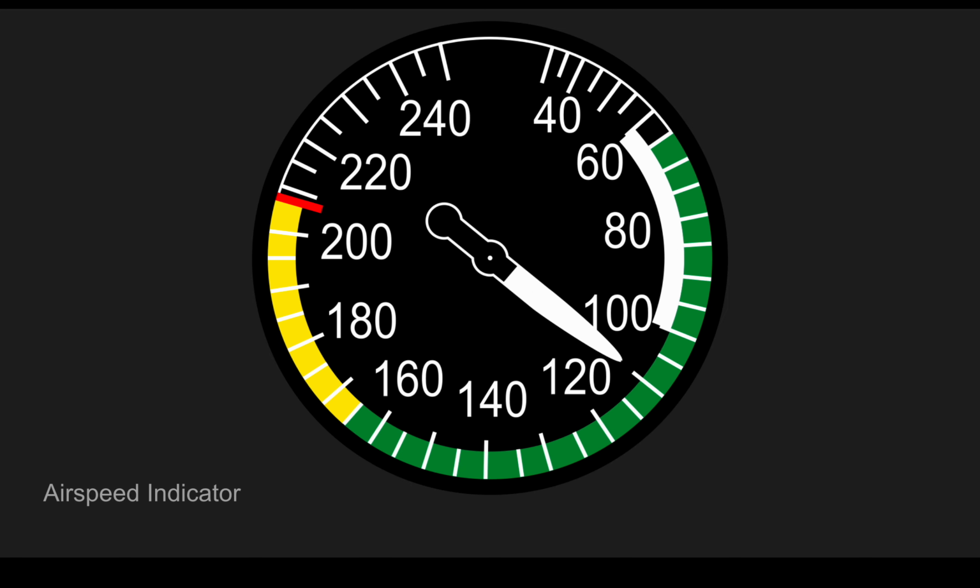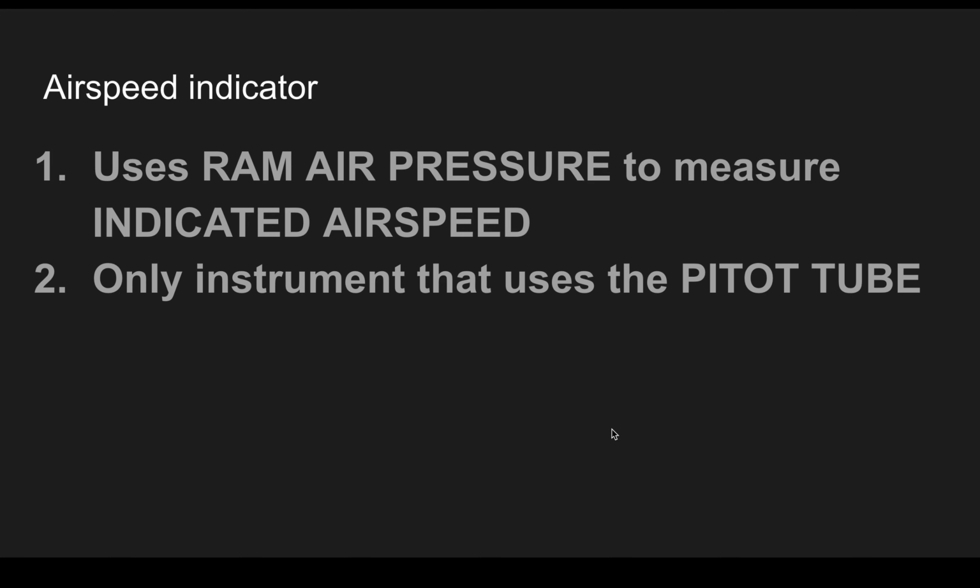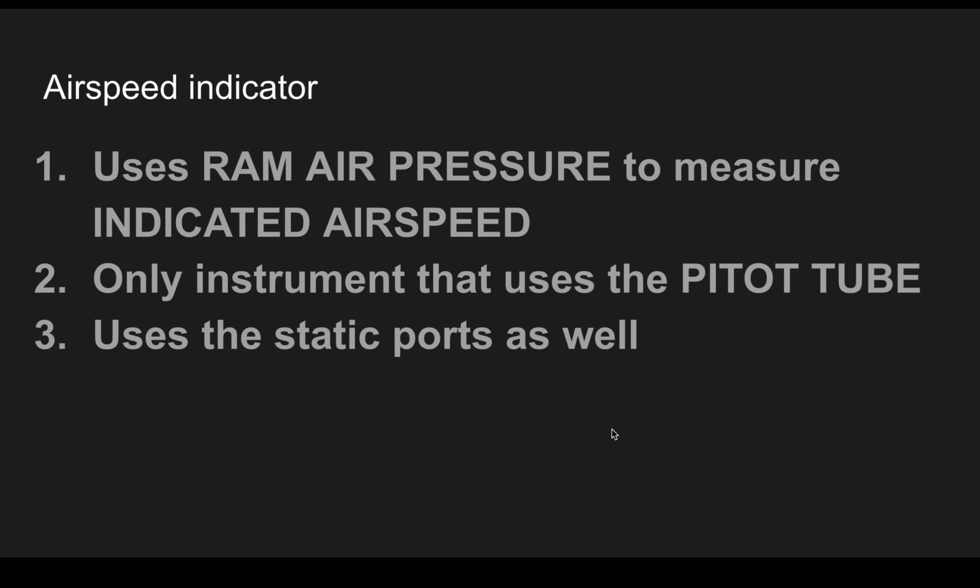Alrighty, this is what an airspeed indicator might look like. Now the colors will be different depending on the airplane you're flying because different airplanes have different limits. But what we're going to talk about here is how it works. Number one, the airspeed indicator uses ram air pressure to measure indicated airspeed. It's the only instrument that uses the pitot tube in most general aviation airplanes. It uses the static ports as well.